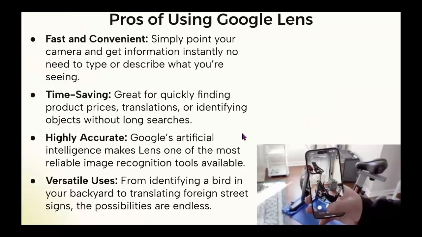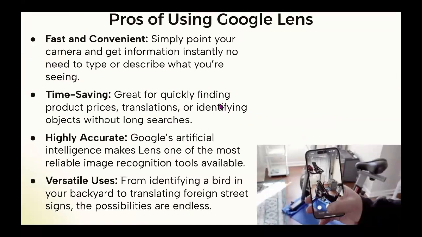So as for some pros and cons, some pros are that it's very fast and convenient. It saves you some time as well. So it's great for quickly finding product prices or identifying objects without long searches. You don't really need to articulate what you're trying to search. It kind of automatically does that for you. So it saves you time in that way.